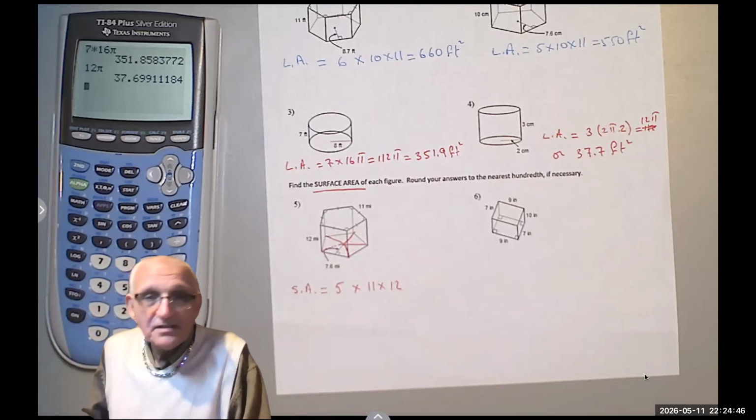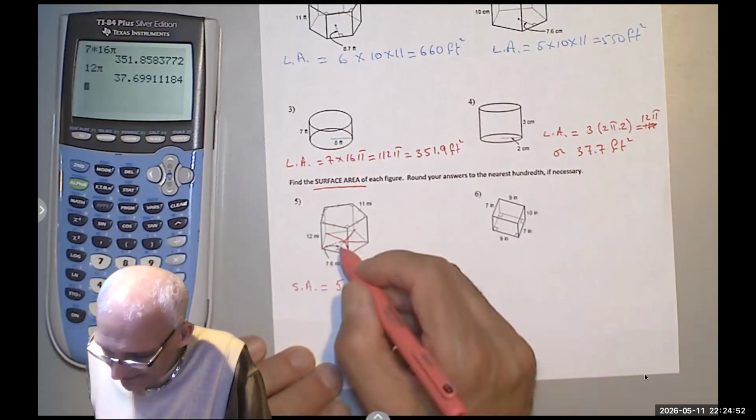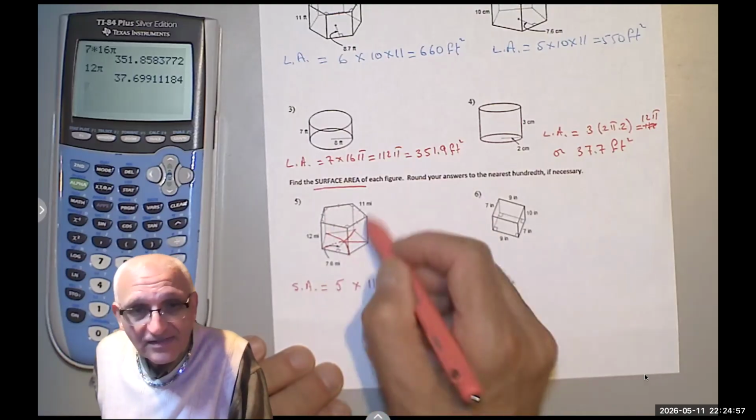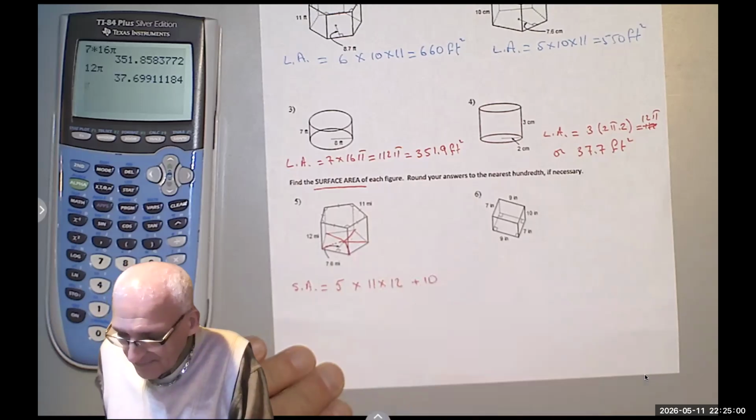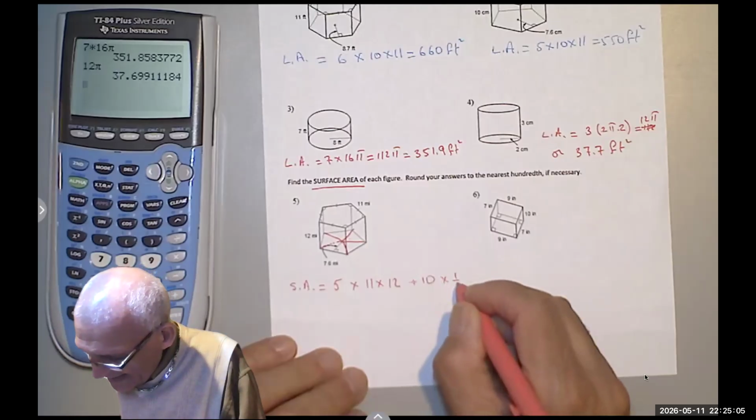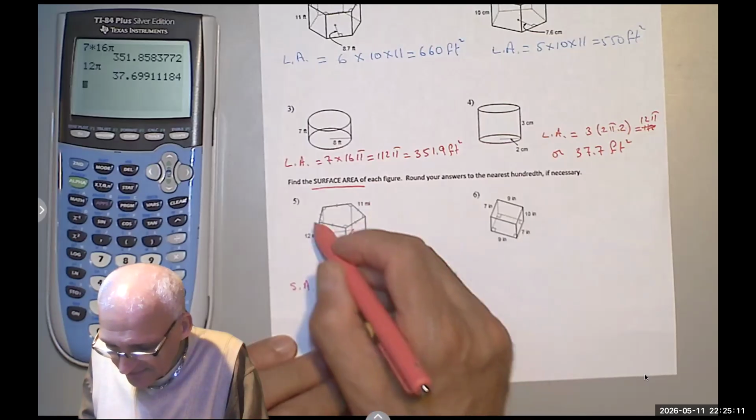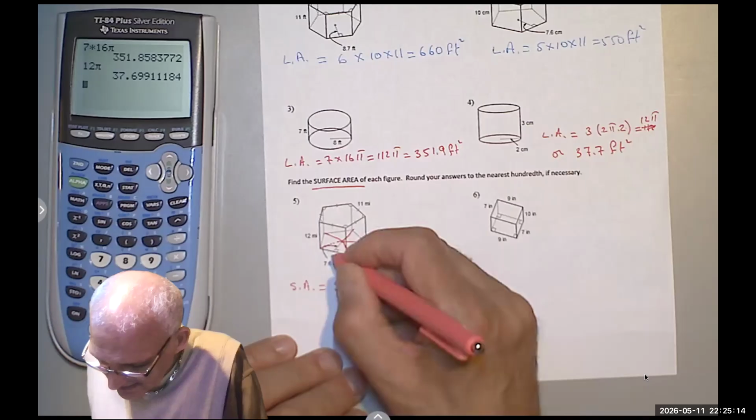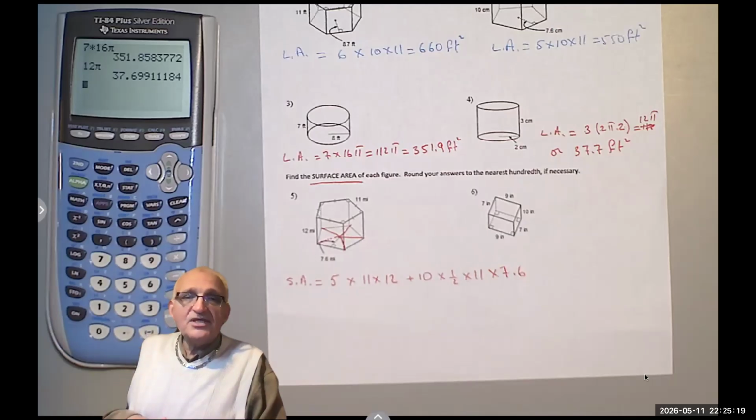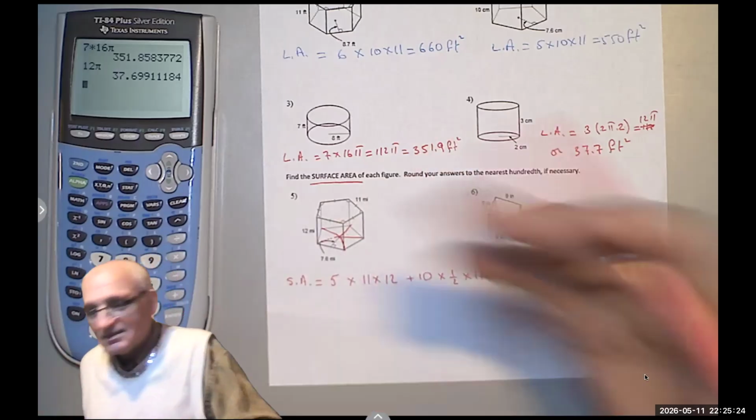Now to find the base or the top, I have a triangle. In fact, 10 of them, 5 at the bottom, 5 at the top. So I have 10 triangles. Each one of them, its area is 1/2 base, which is 11. Remember, this is 11, 11, 11. And the height is 7.6. And that gives me the surface area of that pentagon or pentagonal prism.